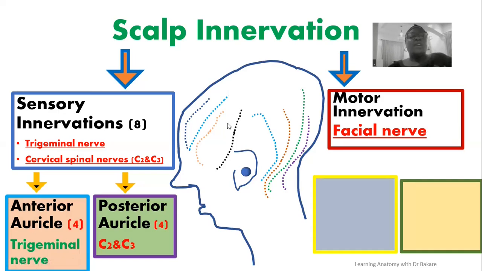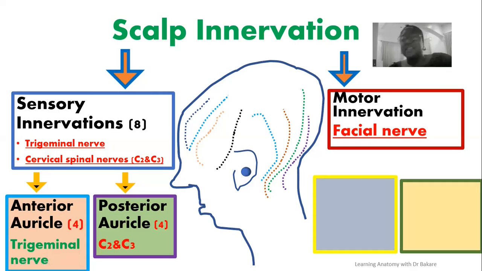So anteriorly, we have branches from the trigeminal nerve, while posteriorly, we have branches from the cervical spinal nerve, both giving sensory innervations of the scalp. And of course, as we have this presentation here, we'll also be seeing this kind of presentation on the other side. So going to the motor innervation, and this is carried solely by the facial nerve.